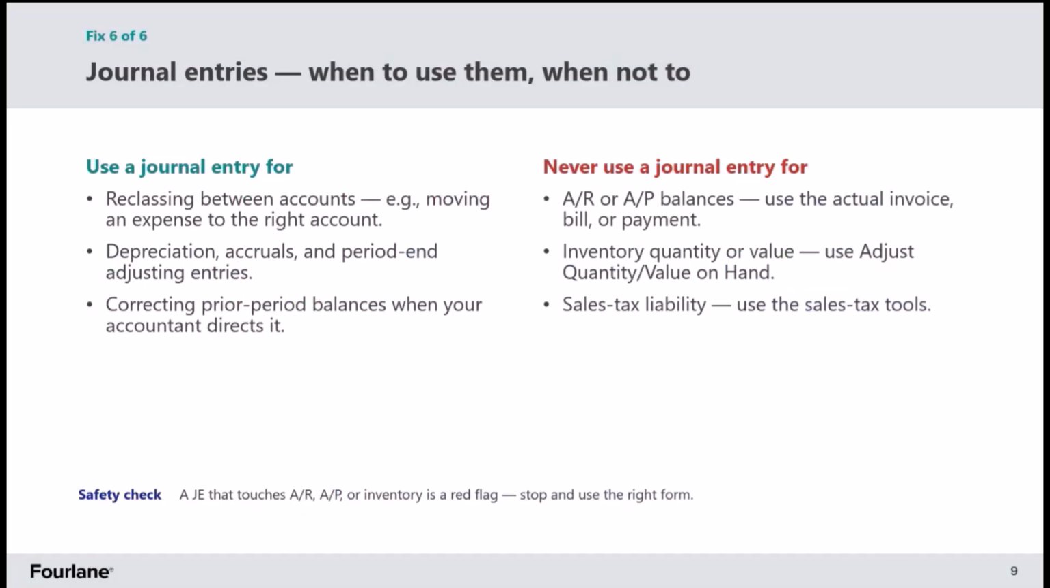All right, now our last fix really is about judgment. When should you reach for a journal entry and when should you absolutely not? Journal entries are the right tool for a specific set of jobs. You could use them to reclass between accounts, for example, moving an expense that landed in the wrong account.